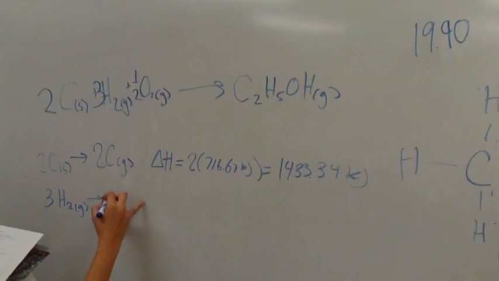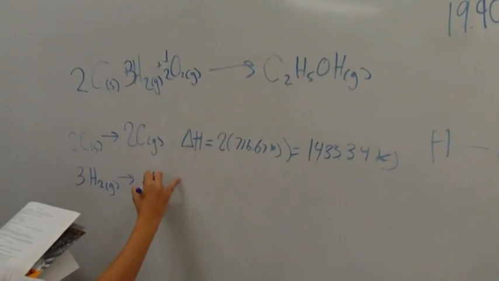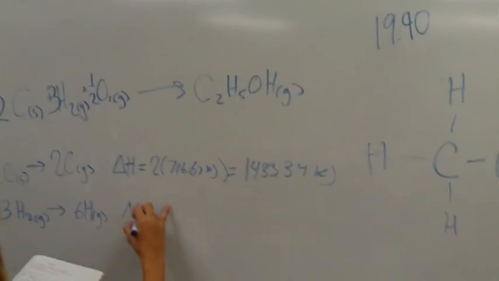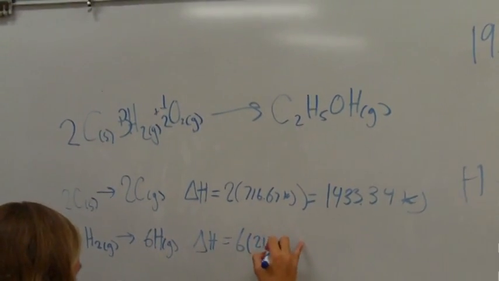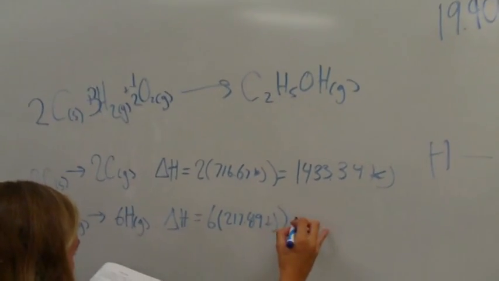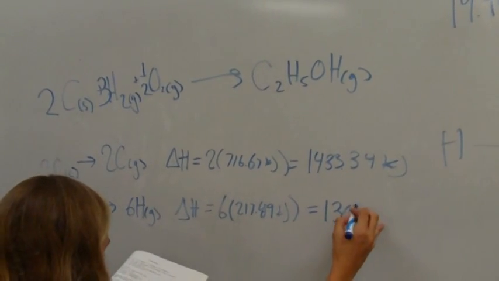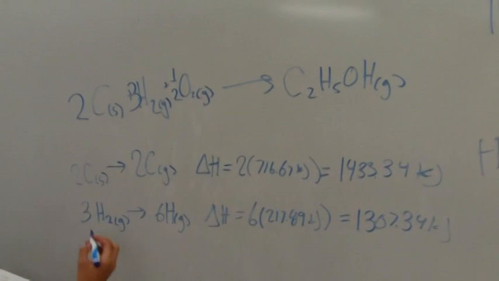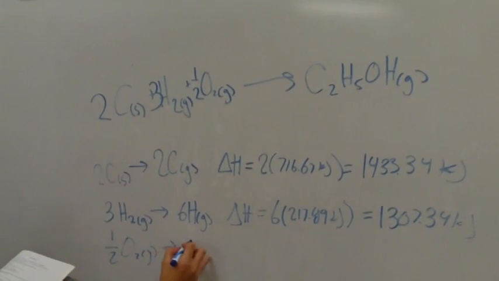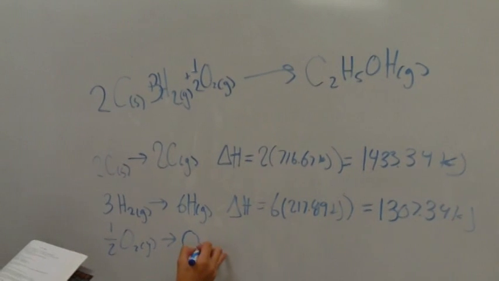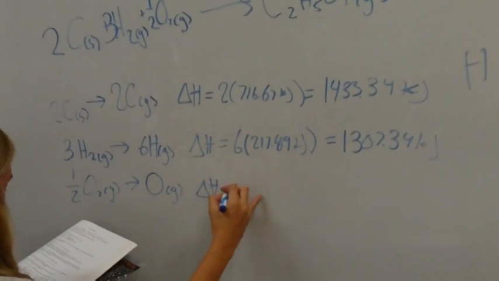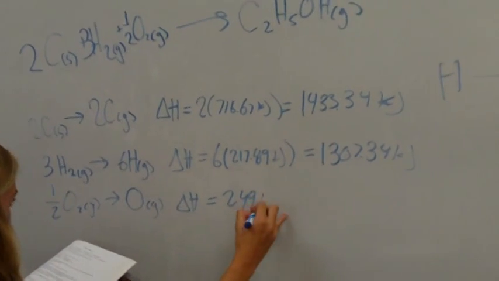To vaporize that, we need 6 hydrogen atoms by itself. And that is going to give us delta H 6 times 217.89 kilojoules. 6 times that gives us 1,307.34 kilojoules. And then we also have 1/2 of oxygen gas vaporizing into just 1 oxygen atom by itself, which is going to give us 249.17 kilojoules.